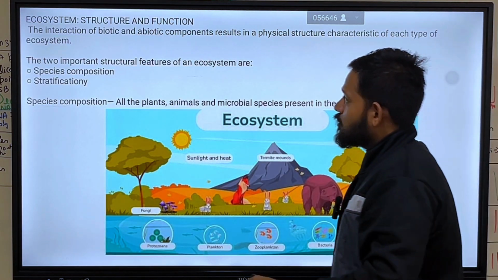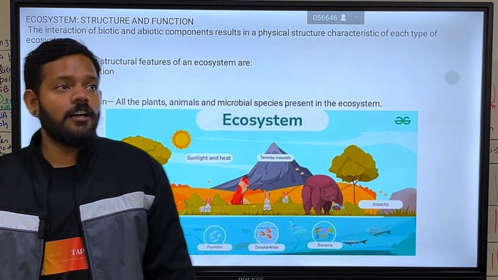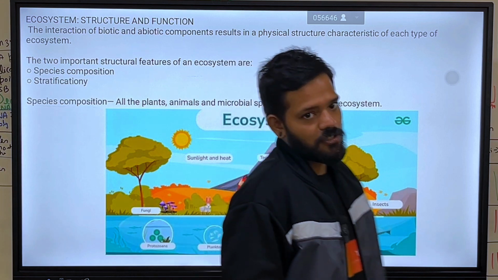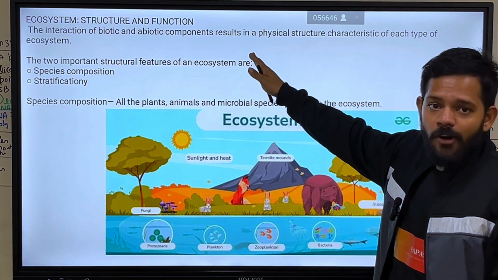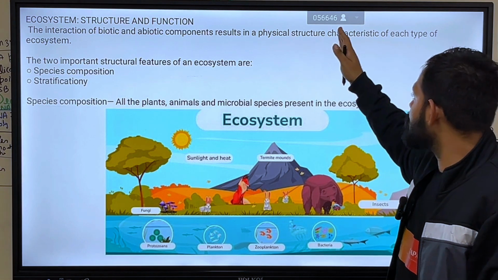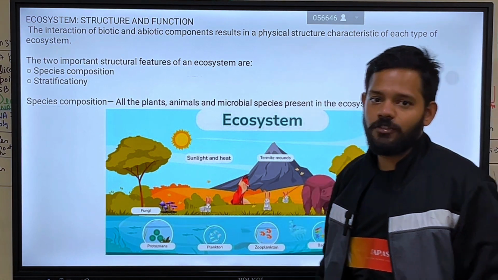Okay, now ecosystem structure and function. What are the functions and what is the structure of an ecosystem? Now we are going to talk about this. The interaction of biotic and abiotic components results in a physical structure characterized by each type of ecosystem.